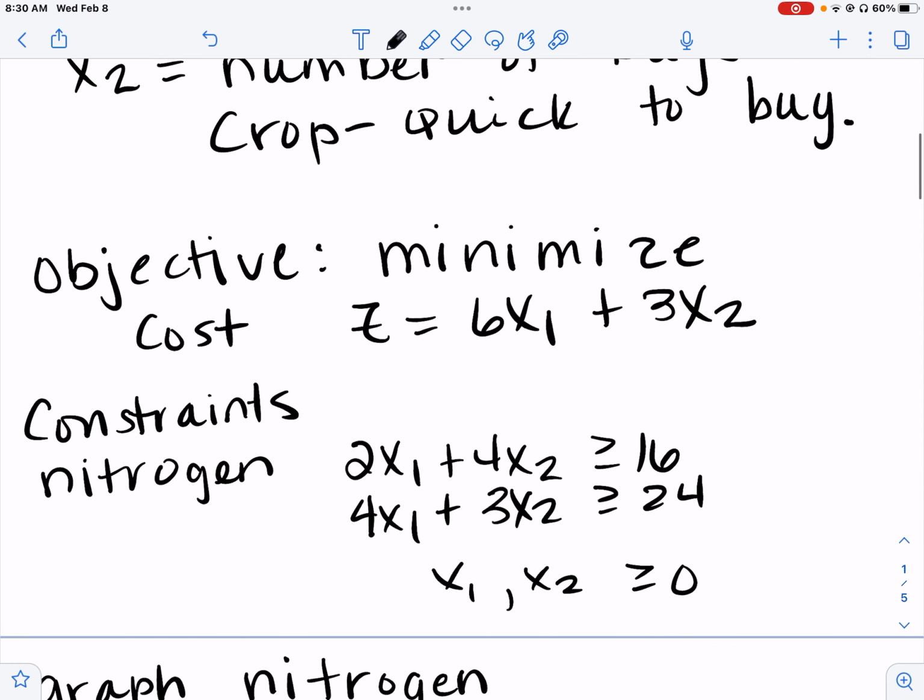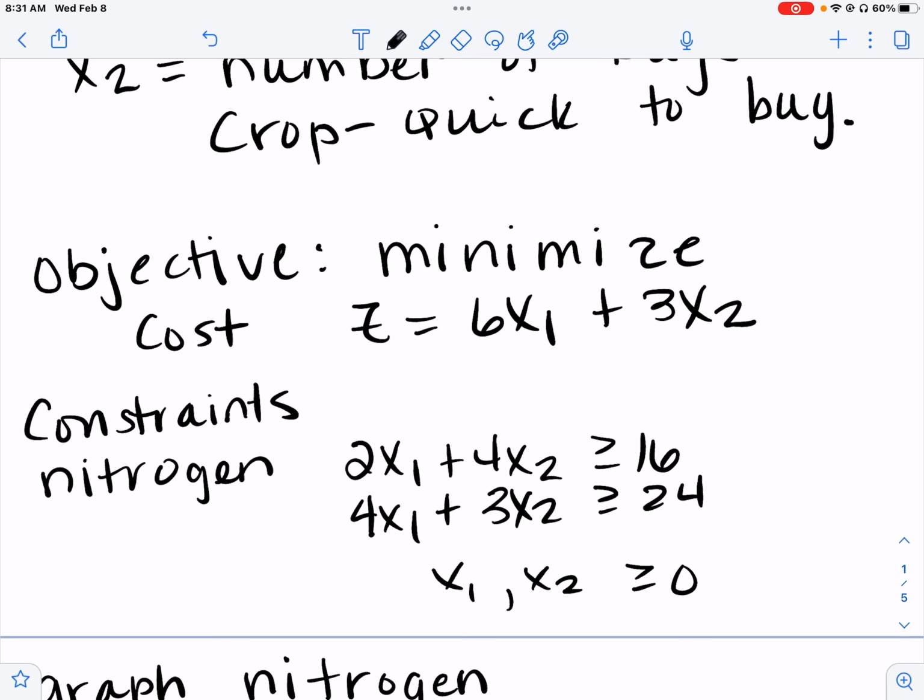Okay, it said in order to minimize cost, so that's our objective. X1 costs $6 a bag and X2 is $3 a bag. So our cost would be $6 times the number of bags of X1 plus $3 times the number of bags of X2.